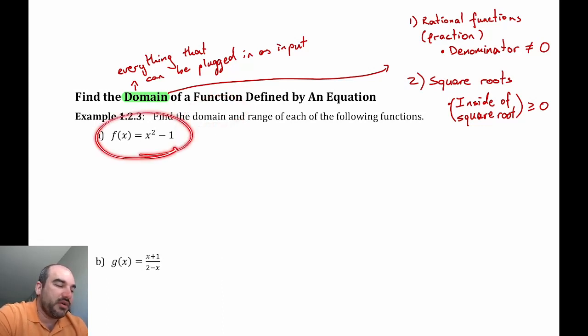If there is no square root or fractions, like in this first example here, then your domain is simply everything. We can write all real numbers for the domain, or if you want to write it in interval notation, negative infinity to positive infinity. Essentially, we can plug in anything we want for x here.